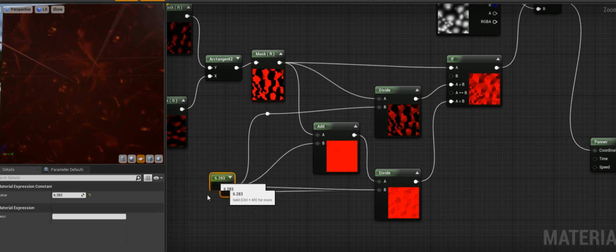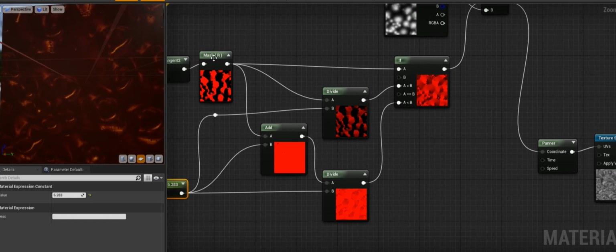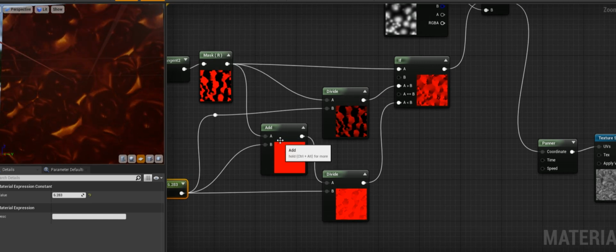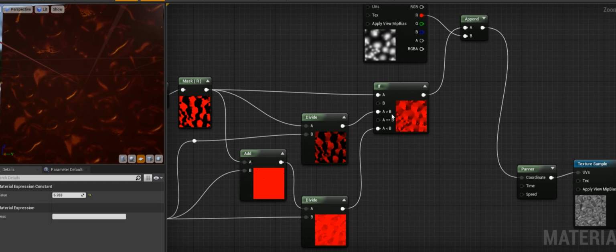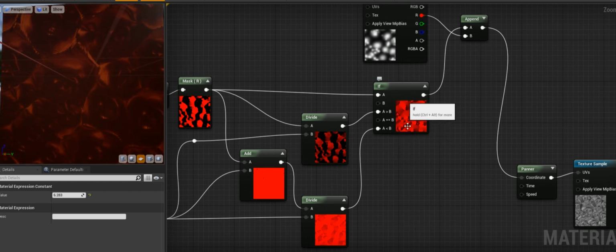So that math is 2 times pi, and we're adding that together, and we're also dividing them, and we're dividing 2 times pi against the addition of those, and then we're doing this if comparison. And that gives us our wraparound UVs.